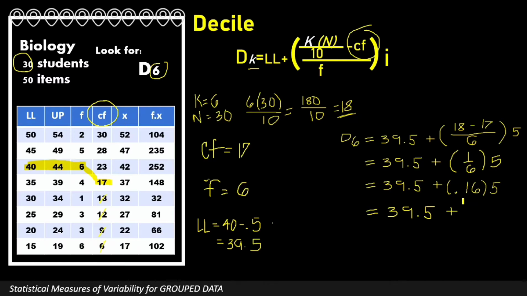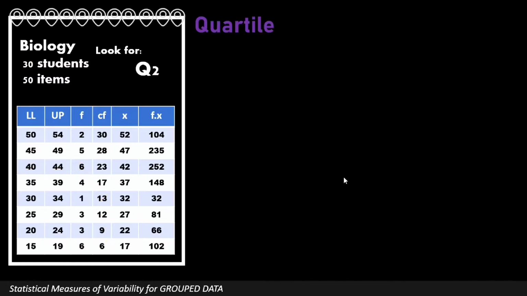39.5 plus 0.16 times 5 equals 0.8. So 39.5 plus 0.8, the answer is 40.3. So hindi natin siya mara-round up dahil hindi lumagpas sa 0.5 yung point. Our decile 6 is 40. Let's move on to quartile.